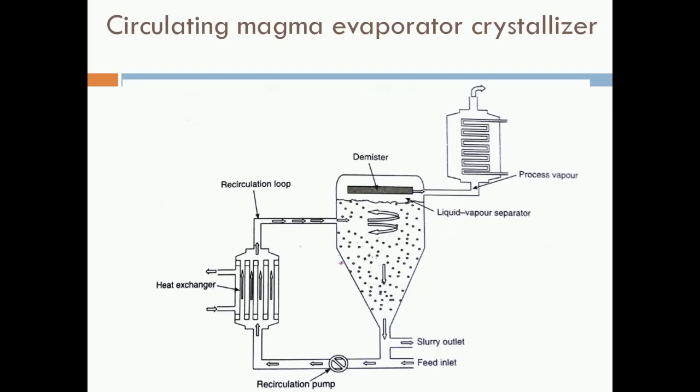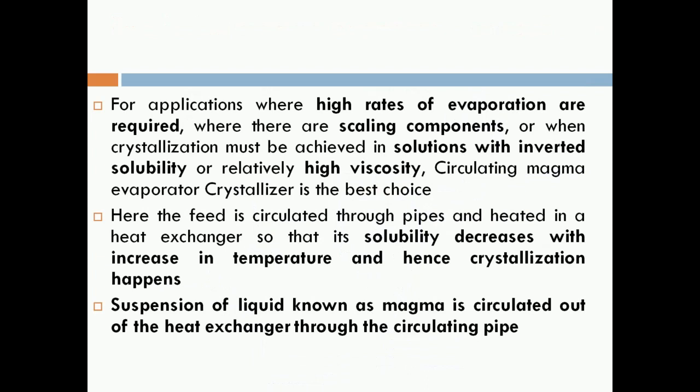Okay, so this is used in case you have a high rate of evaporation. When you have a high rate of evaporation and you have certain materials which are highly viscous and which can form scale in the system, then the first two systems that we saw may not be very useful, because we know scale formation creates a problem there. And when you have certain solutions with inverted solubility, this type of system is commonly used.